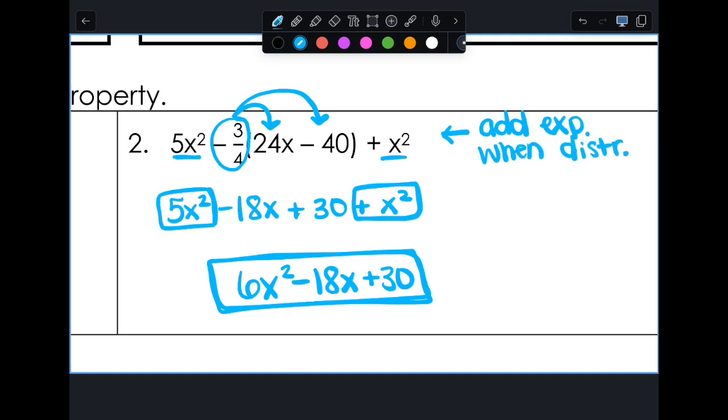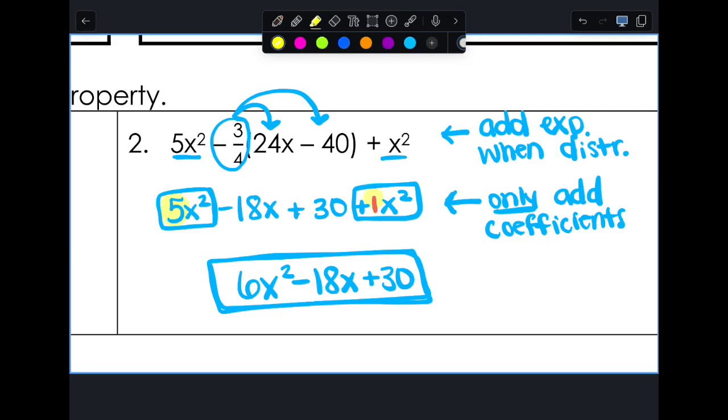You add the exponents when distributing, okay? When you're combining like terms, only add your coefficients. Okay? So with this one, the only thing we added was the 5 and the 1 to get a 6. You don't add 2 plus 2 to get 4. Not in that second step. Got it? Yes? No? Maybe? Yeah. All right.